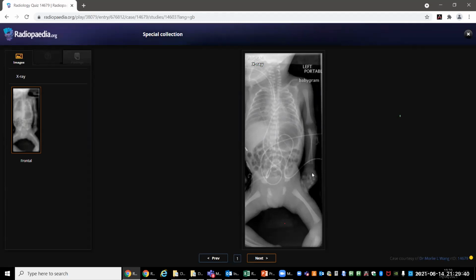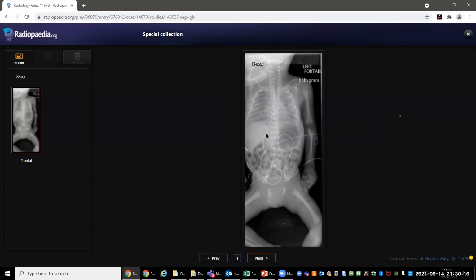Otherwise, there are some granular lung fields of the baby, suggesting RDS. Abdomen, the bowel looks fine. I don't see any sign of necrotizing enterocolitis. There is no portal venous gas. The skeleton looks okay, normal. So in summary, these are the findings that I can see: the malpositioned endotracheal tube and umbilical venous catheter, and these should be conveyed urgently to the NICU specialists.